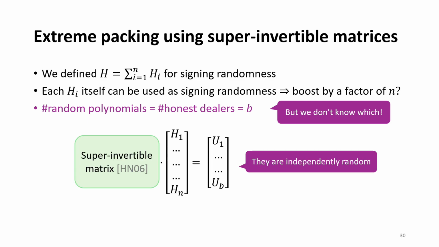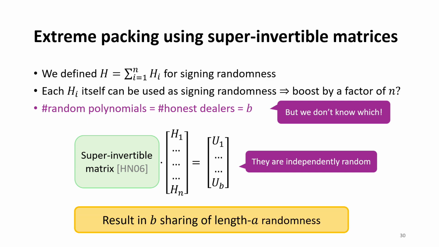Here we use a classical idea of a superinvertible matrix. By that, I mean, let's say we have n polynomials, h1 up to hn, where b of them are truly random. Then the superinvertible matrix can extract that randomness and give us u1 up to ub, where all the polynomials are independently random. So combining this trick and the previous SIMD signing together, we get b sharings of signing randomness, and we can sign a times b messages.